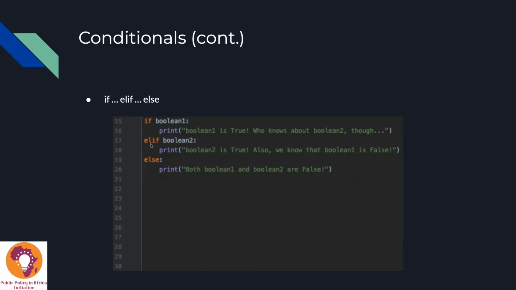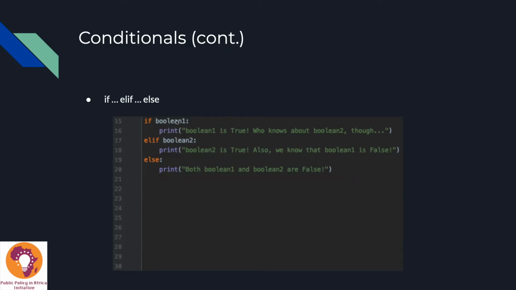But say Boolean 1 is false. If Boolean 1 is false, then we're going to skip to line 17 and evaluate Boolean 2. And that's what our elif is for. This makes it all part of the same conditional statement by using elif instead of a separate if on its own. If we did a separate if on its own, then they would be evaluated sequentially, as opposed to evaluated only in the case that the one above evaluates to false.